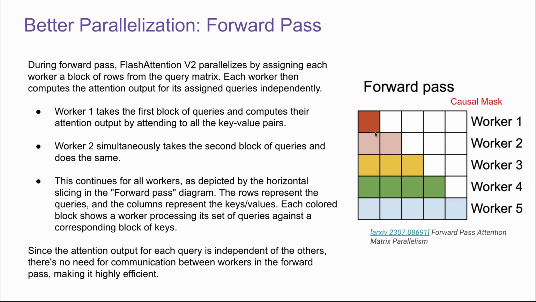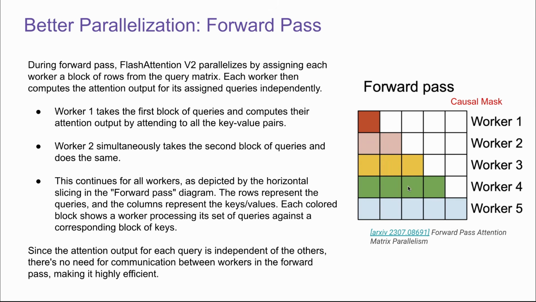Worker 1 takes the first block of queries and computes their attention output by attending to all the key value pairs. And worker 2 simultaneously takes the second block of queries and does the same. And this continues for all workers. The row represents the queries and the column represents the keys and values.